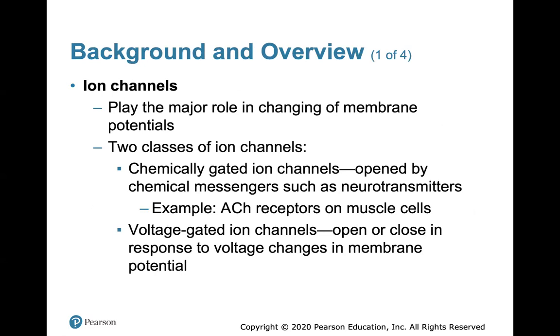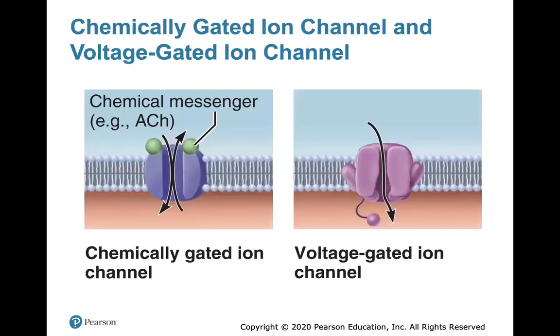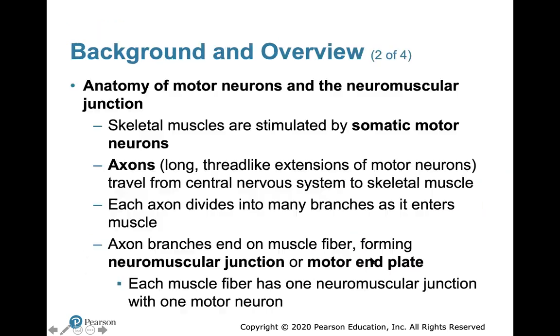And there are two classes of ion channels. They can be chemically gated ion channels, which are opened by chemical messengers such as neurotransmitters, for example, acetylcholine receptors on muscle cells, or voltage gated ion channels, which will open or close in response to voltage changes in membrane potential. So here's just a look at a chemically gated ion channel, which will be bound to a chemical messenger like acetylcholine that's shown with these green circles, or a voltage gated ion channel, which will allow the passage of ions through. The anatomy of motor neurons and the neuromuscular junction is important to review.